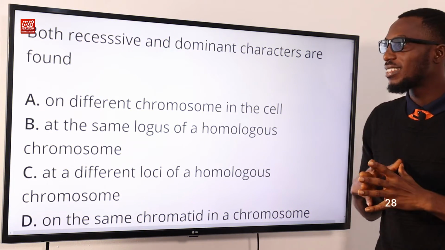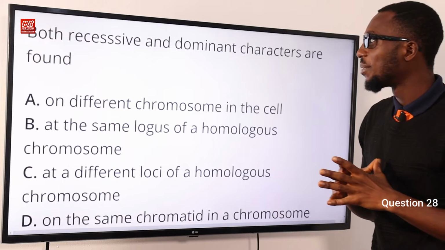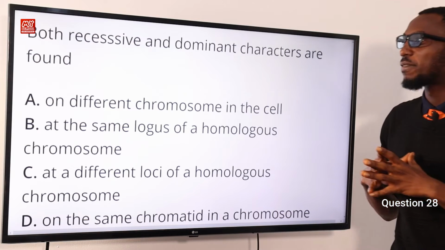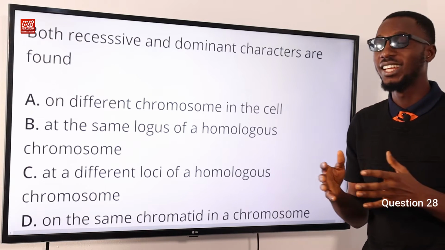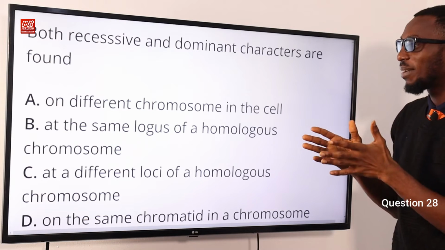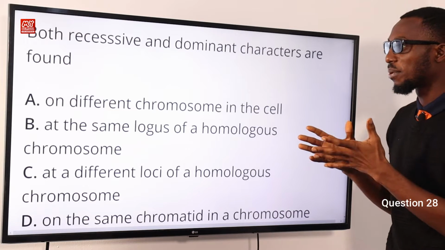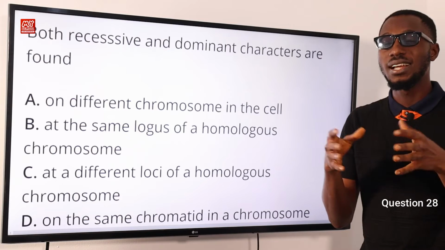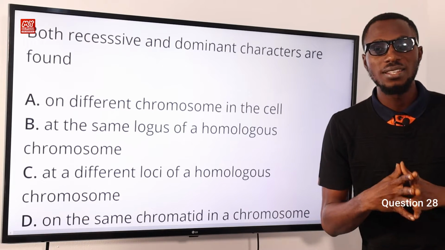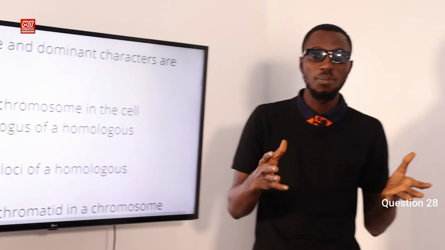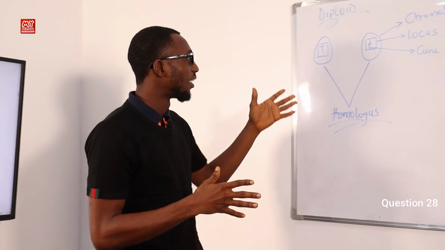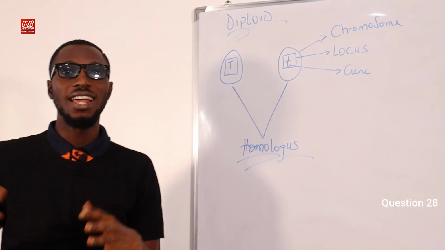Number 28. Both recessive and dominant characters are found where? Okay, they're actually found at the same locus of a homologous chromosome, the same identical location. Let's go to the whiteboard as we take some explanation on what this answer entails.